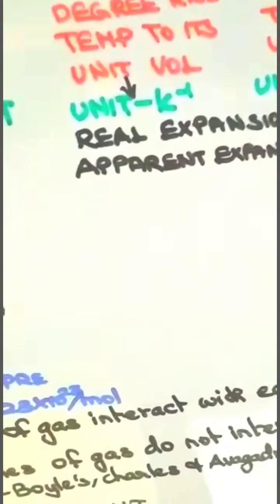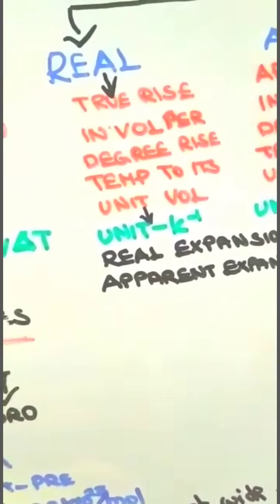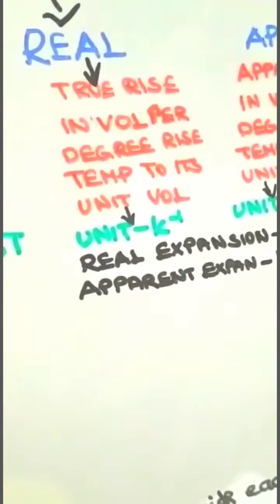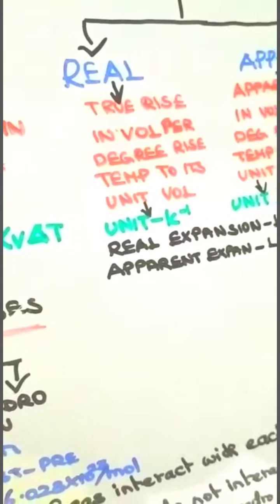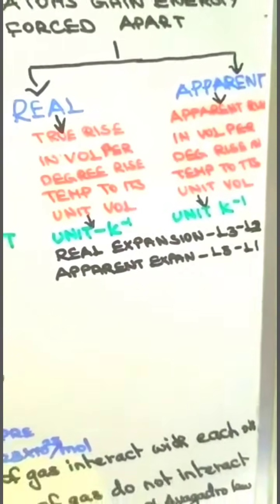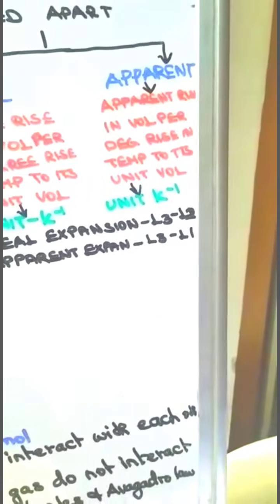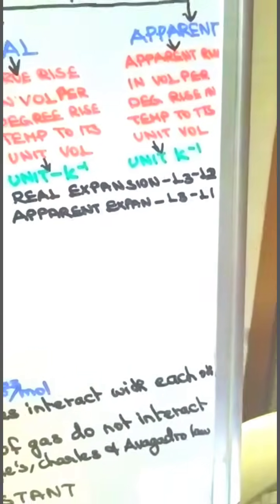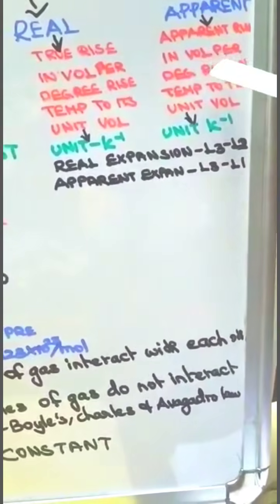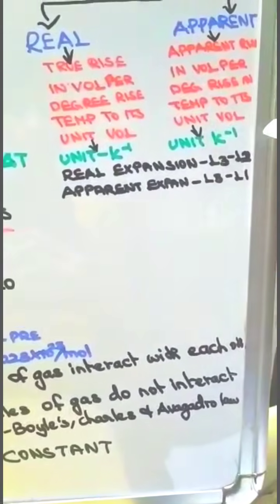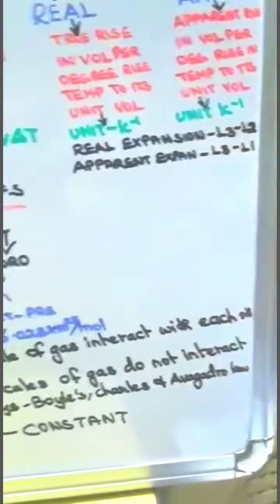Then what is apparent expansion? Apparent expansion is when you keep the liquid in a container and you start heating, first the container heats and then the liquid heats. So the apparent rise in the volume is called apparent expansion. That is, first the container is heated, then the liquid is heated, so there is a difference. That is not the true rise in the volume of the liquid. Here the coefficient of apparent expansion is nothing but the apparent rise in volume per degree rise in temperature to its unit volume. Here the unit is Kelvin to the power minus 1 and here also the unit is Kelvin to the power minus 1.